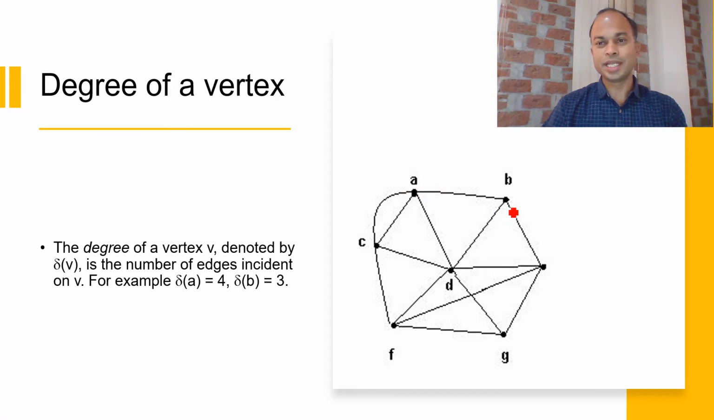Similarly, if we talk about the degree of B, then this is the first edge, second edge and third edge. A total of 3 edges are incident to vertex B. Therefore, the degree of vertex B is 3.